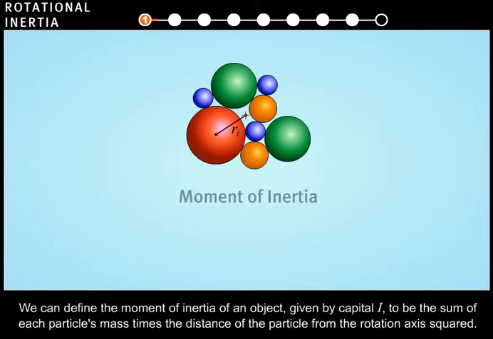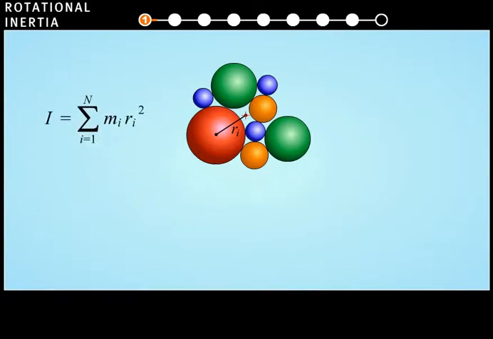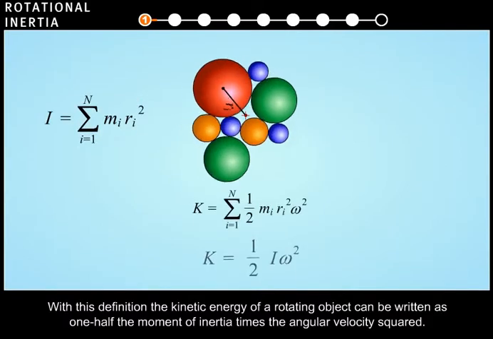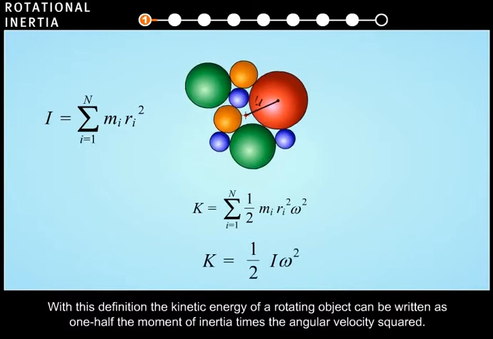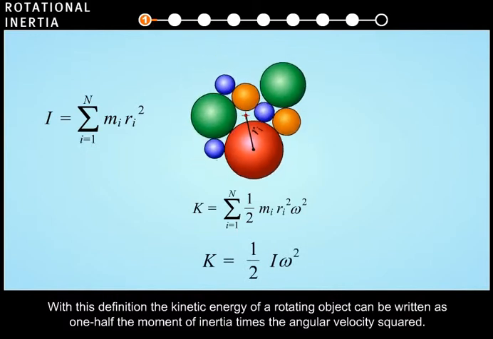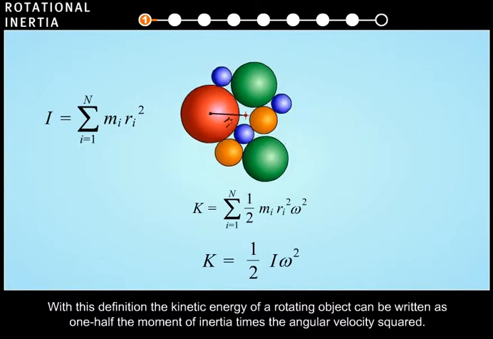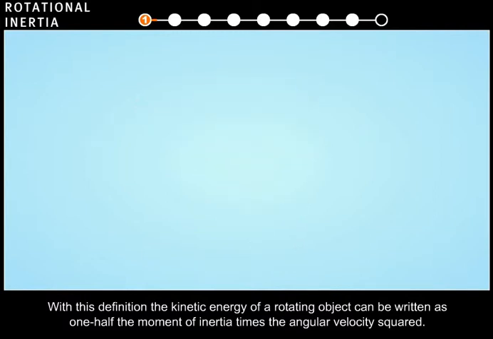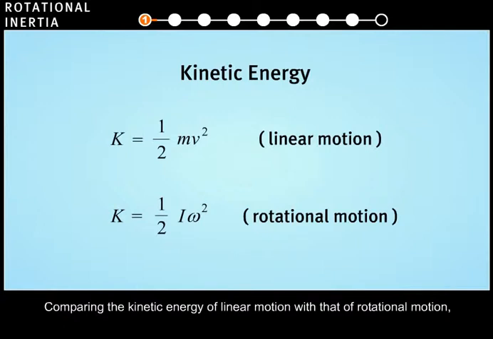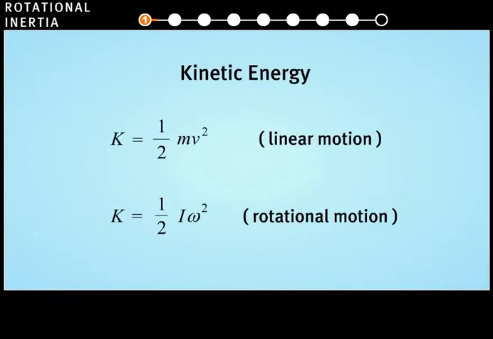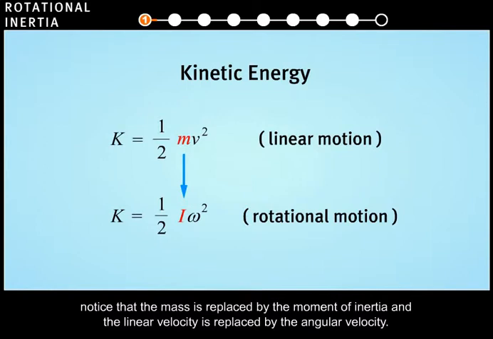We can define the moment of inertia of an object, given by capital I, to be the sum of each particle's mass times the distance of the particle from the rotation axis squared. With this definition, the kinetic energy of a rotating object can be written as 1/2 the moment of inertia times the angular velocity squared. Comparing the kinetic energy of linear motion with that of rotational motion, notice that the mass is replaced by the moment of inertia and the linear velocity is replaced by the angular velocity.